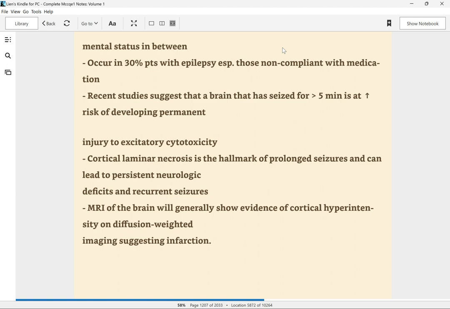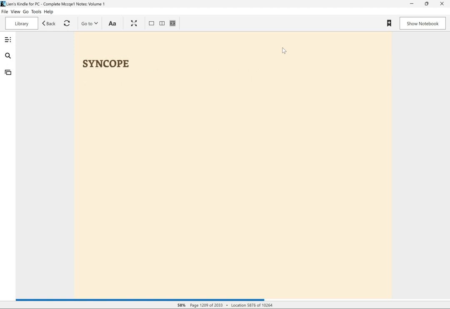Recent studies suggest that a brain that has seized for 5 minutes is at increased risk of developing permanent injury due to excitatory cytotoxicity. Cortical laminar necrosis is the hallmark of prolonged seizures and can lead to persistent neurologic deficits and recurrent seizures. MRI of the brain will generally show evidence of cortical hyperintensity on diffusion-weighted imaging, suggesting infarction. Syncope.